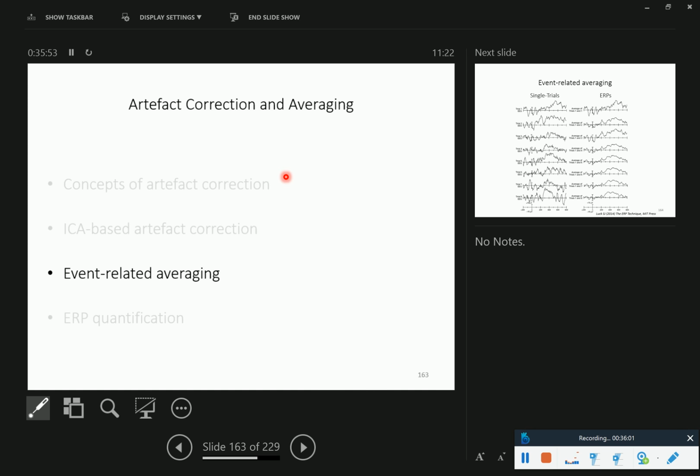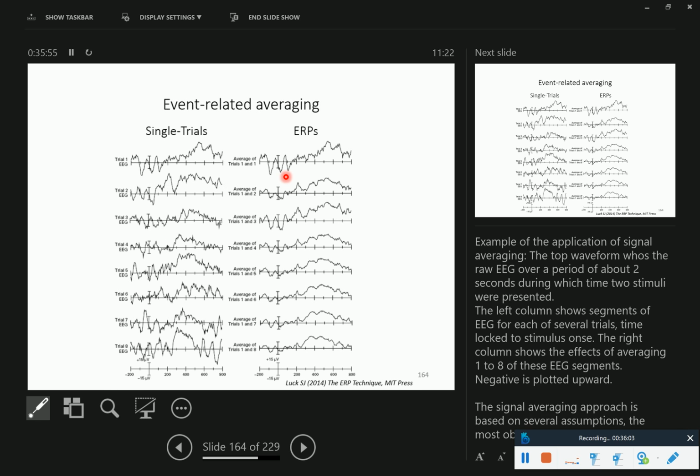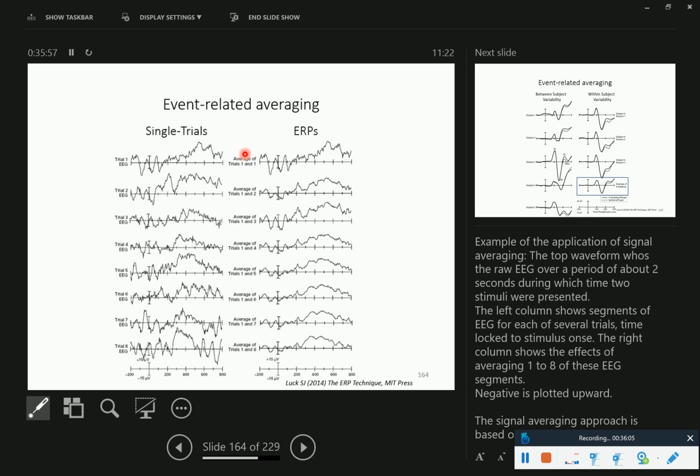Good. Then let's go to event-related averaging, which is not that much to talk about. So, of course, event-related averaging works as you would think it works. So you have multiple trials. So here you have the single trial 1, 2, 3, 4, and so on, which are all epoched. And you see that there's considerable variability for the single electrode in terms of the trace.